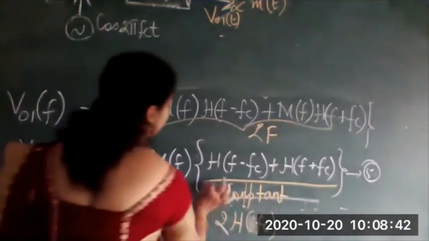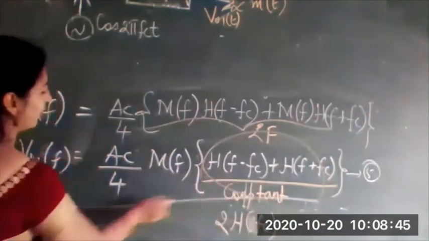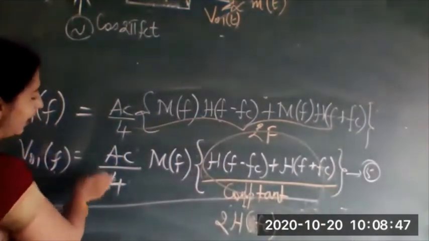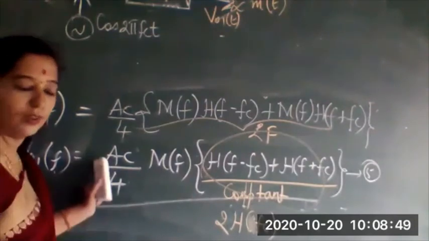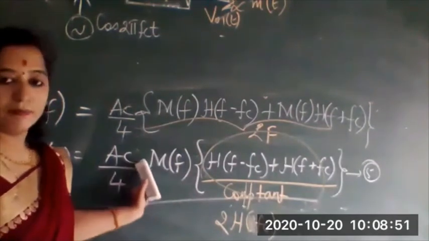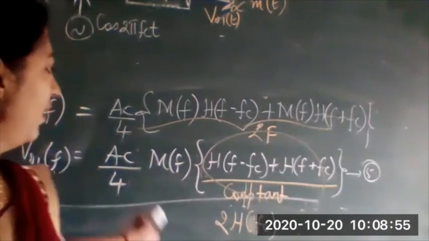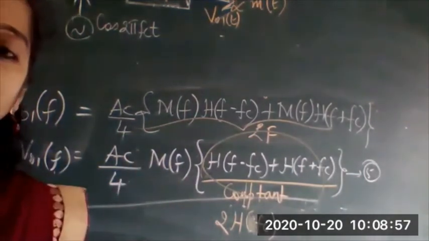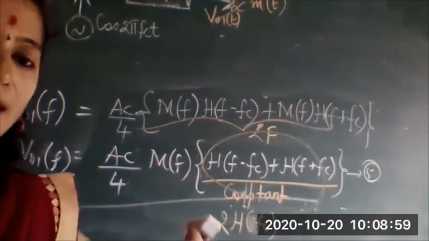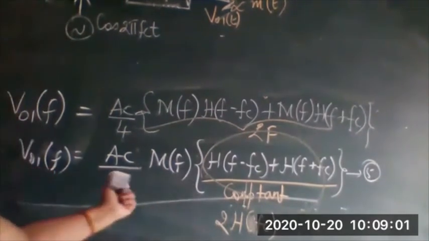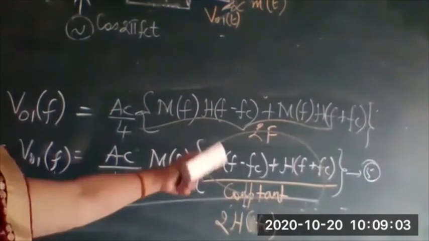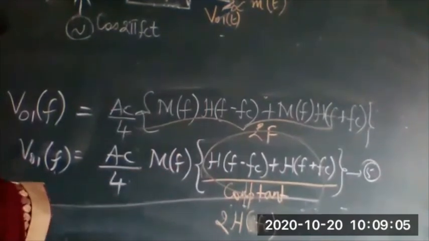See, if this whole thing is a constant, it gets multiplied with the actual amplitude AC by 4 and the message signal is scaled to that amplitude. So whenever I multiply any amplitude with a constant, it is amplitude scaling, yes or no? So here amplitude scaling happens when we use this signal correctly.